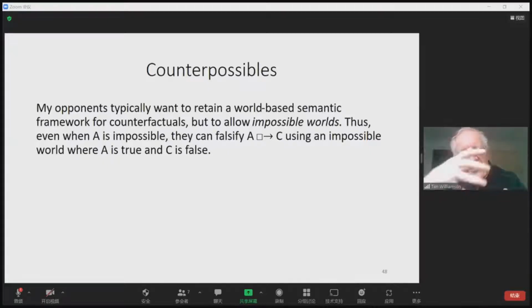And so on the world semantics, as long as it's close enough to the actual world, that can falsify: if A were the case, then C would be the case. And so, as it were, even when we have a counterpossible, there are always some worlds where the antecedent will be true. It's just that on this kind of alternative semantics, these will be impossible worlds rather than possible worlds.